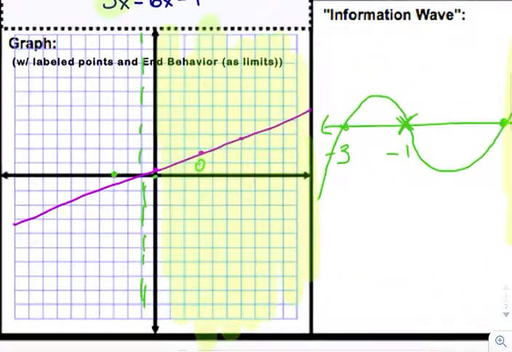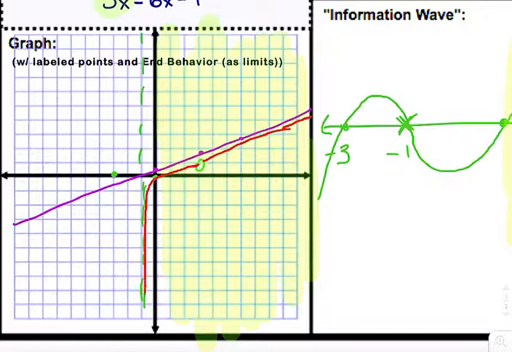Now this is going to be hard to do. So we're going to come in from our end behavior, because that's what it behaves like long term. We're going to cross this hole, and then cross the axis at the origin, and then dive straight down because we can't cross a vertical asymptote ever.